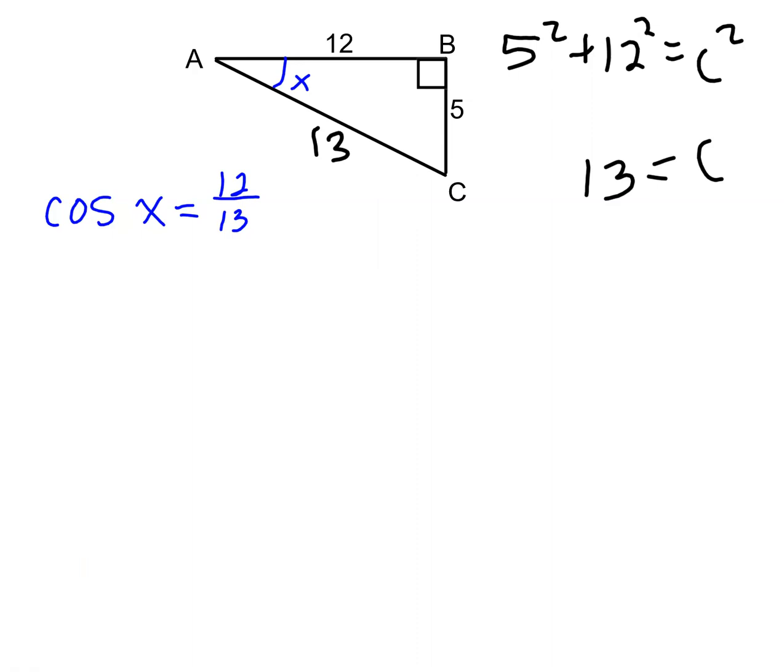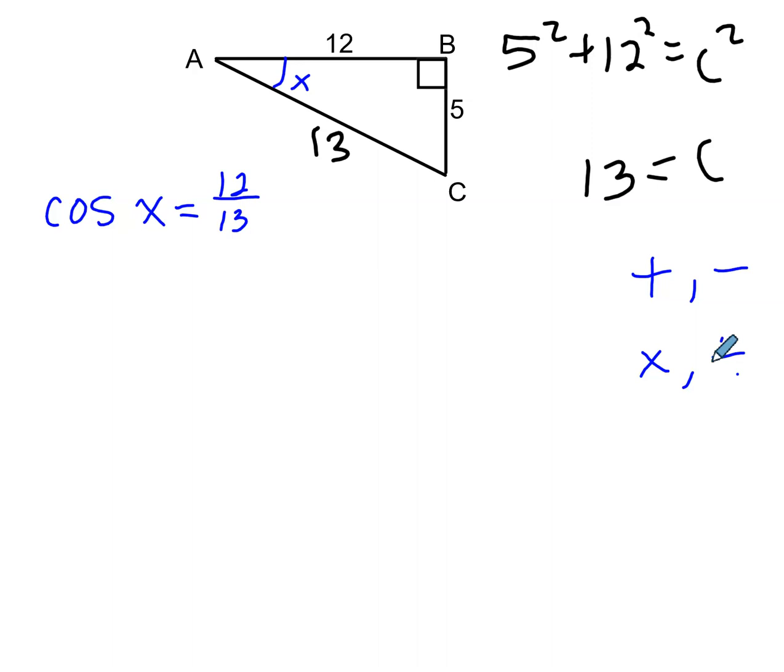Now, in order to find x, we need to use the inverse of the cosine function. So when I say inverse of the cosine function, I want you to think about the operations that we already know, like addition and subtraction undo each other. So they are inverse operations. Multiplication and division are inverse operations. Squaring something and taking the square root, those are inverse operations. So sine, cosine, and tangent also have inverse operations.